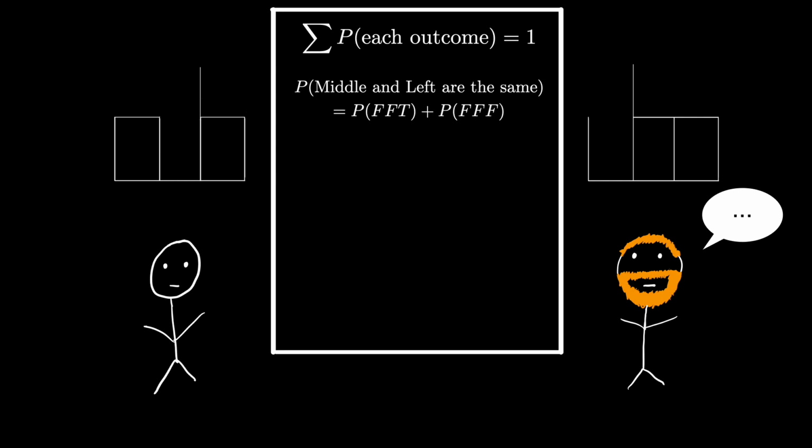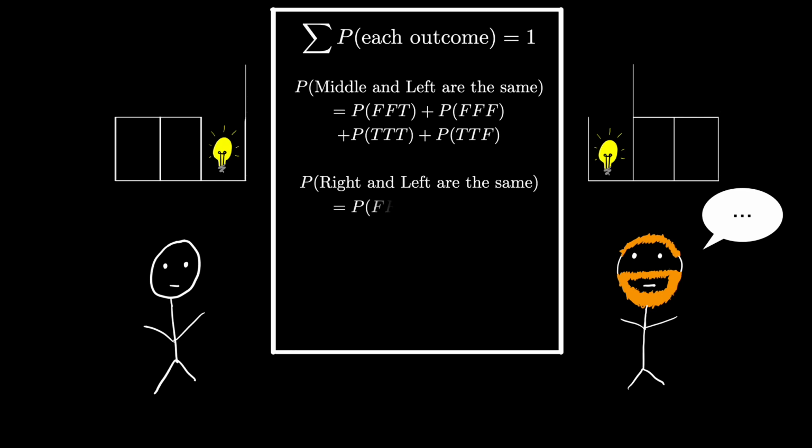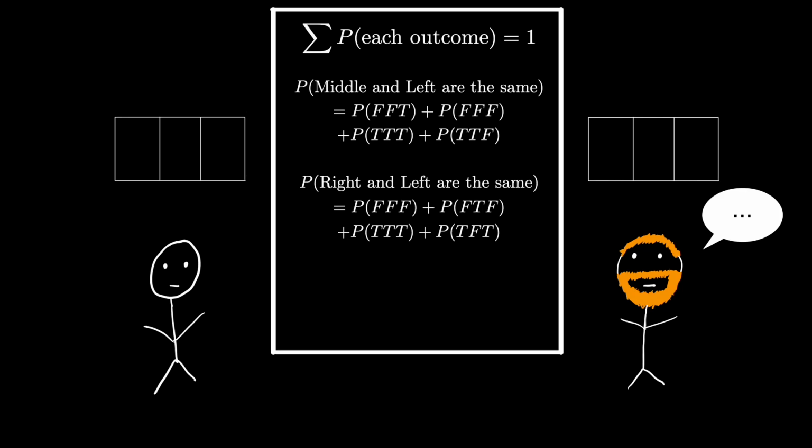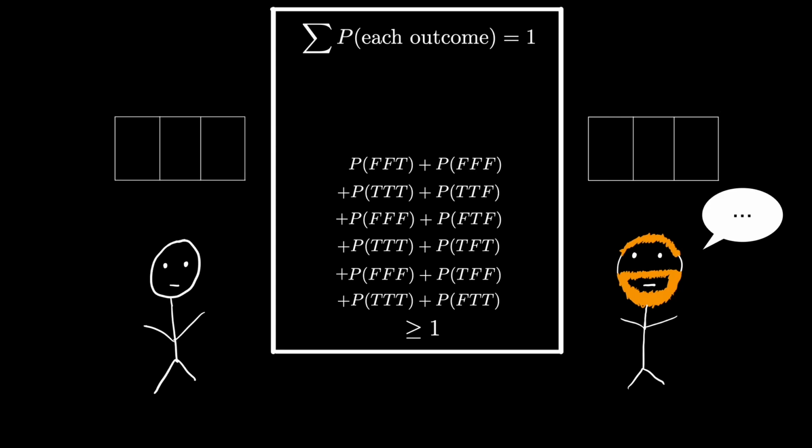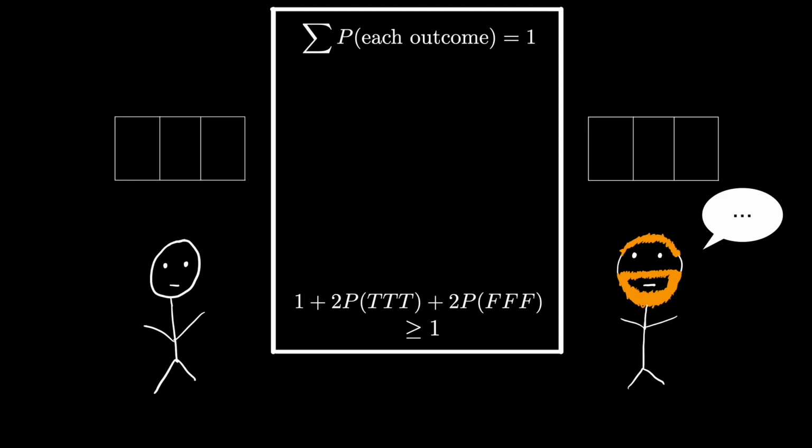If they are both empty, the third one can be filled or empty. And if they are both filled, the third one again can be filled or empty. So we just need to add all those probabilities together. Now, if instead of opening your middle door, you opened your right door, we could perform the same analysis. And then lastly, to make sure we cover all possibilities, we just need the probabilities of the same result occurring when I open the middle door and you open the right door. And if we add all of these together, we get the following. It must be greater than or equal to 1, since we are counting certain events more than once.